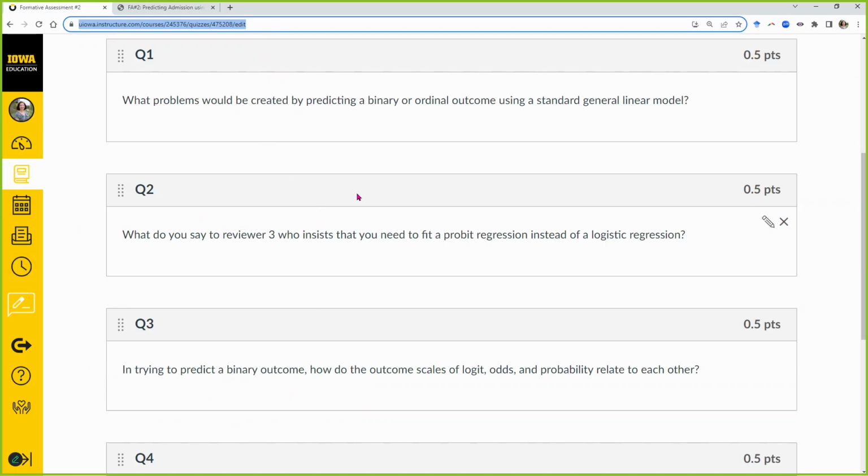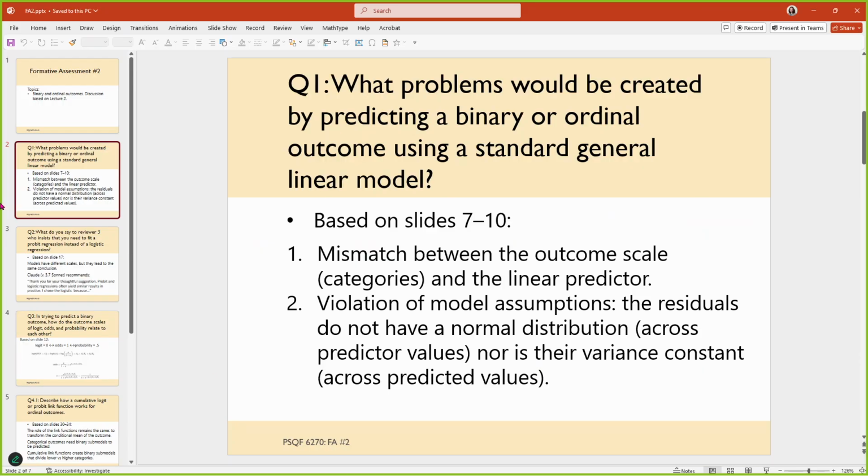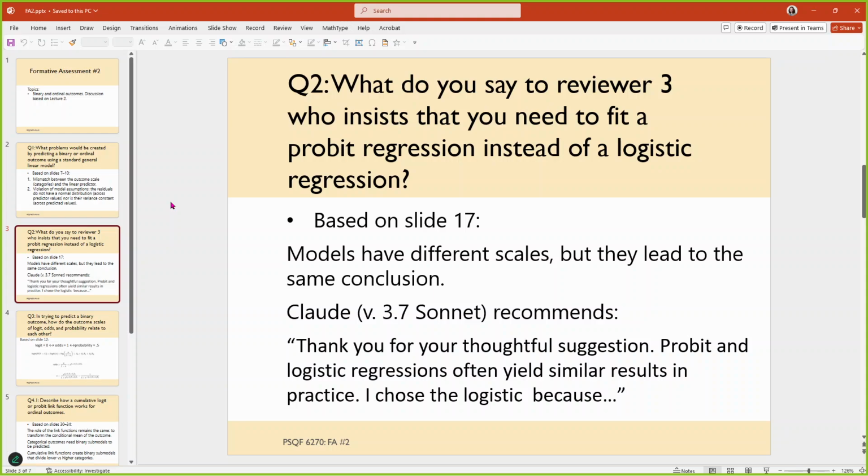What do you say to reviewer 3 who insists that you need to fit a Probit regression instead of a logistic regression? I think that most of the answers were correct here. So, what would you say? Like a short statement. Same thing, different scale. Exactly, and I think that's a perfect summary, because we know that with different model scales, the conclusions will be the same.